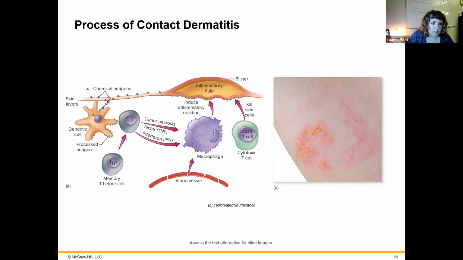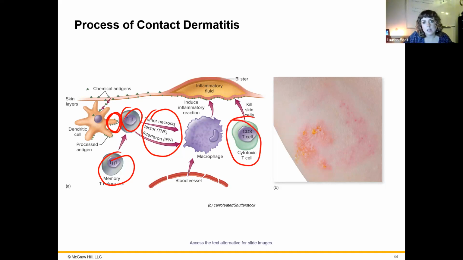Yeah, so we've got our little T helper cells and our memory cell. That was our T helper cell coming along, interacting with the antigen that it recognizes from that dendritic cell, starting to produce things like TNF, tumor necrosis factor, and interferon to help stimulate the inflammatory response and activate macrophages to go back to that area and fight off this terrible, horrible invader that we call poison ivy. Then same thing, we have a response from the CD8 T cells as well to go and actually kill our own cells that have the oil or whatever stuck to it.